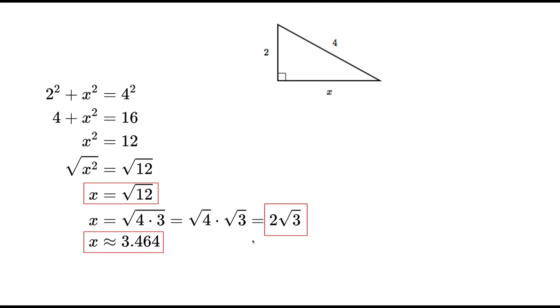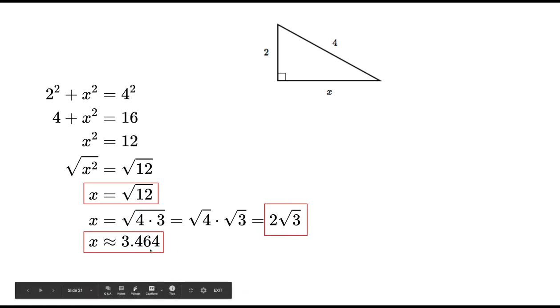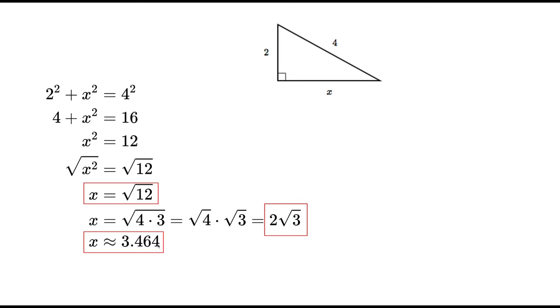I can take the square root of 4 and simplify this further to be 2 root 3. But if you're building something, you're actually going to just give me the decimal, sometimes rounded just to the tenths place. But this one is rounded to the thousandths. Tenths, hundredths, thousandths place, yeah.